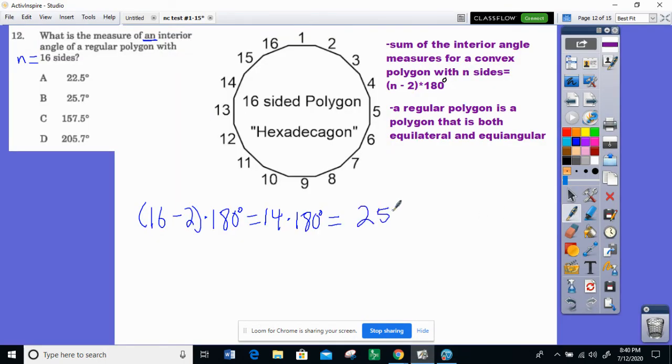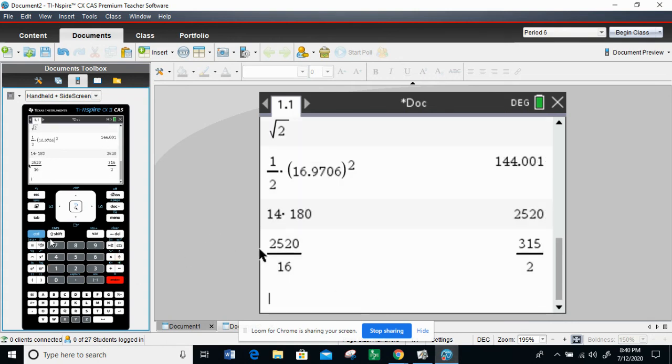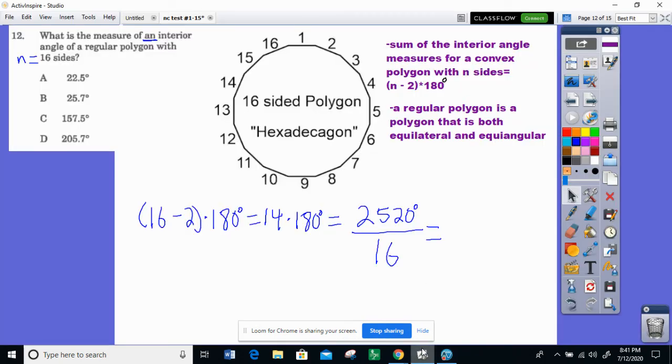But notice that is not one of the answers because they don't want the sum of the interior angle measures. They want the measure of only one of these interior angles. How many congruent angles are there? Well, there are 16 angles to go along with these 16 congruent sides. So if we divide that by 16, then we get as a decimal 157.5 degrees, which is answer choice C.